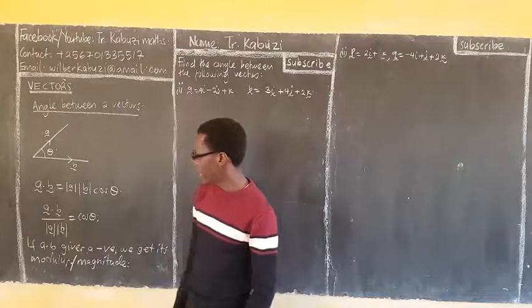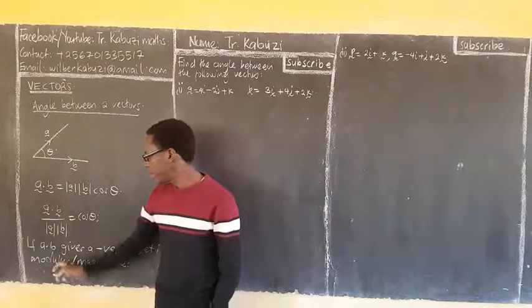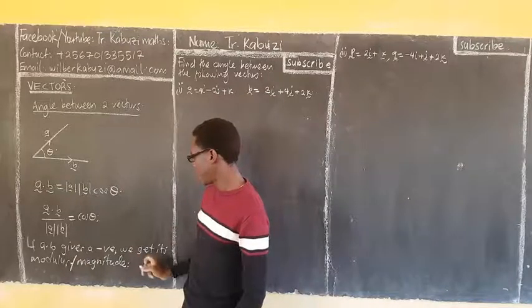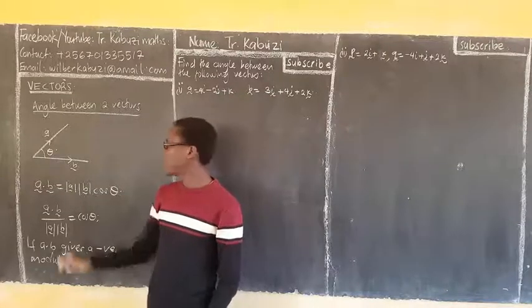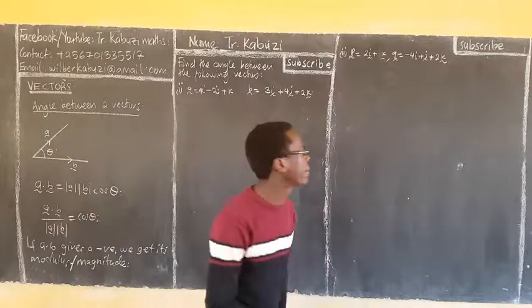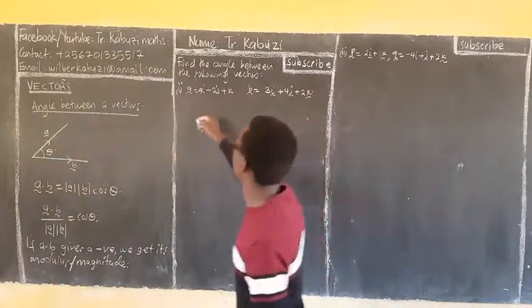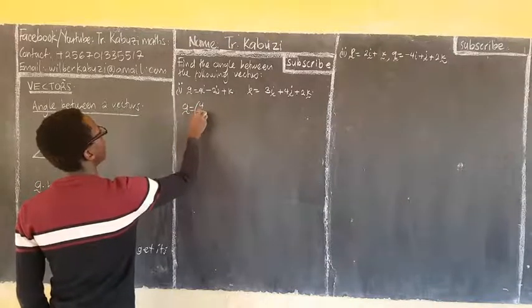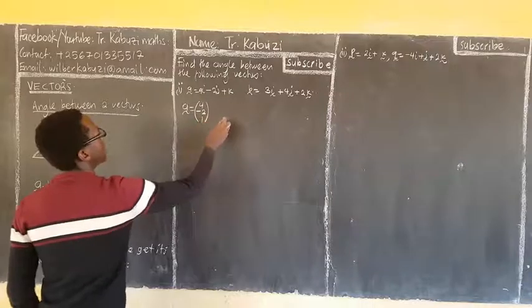From here you can get theta. Now, the condition here is: if A dot B gives a negative, we take its modulus. So if this one is giving us a negative value, we take its modulus. Let us see how we handle this. If I start with this one, its column vector is going to be 4, negative 2, 1. Then this one.